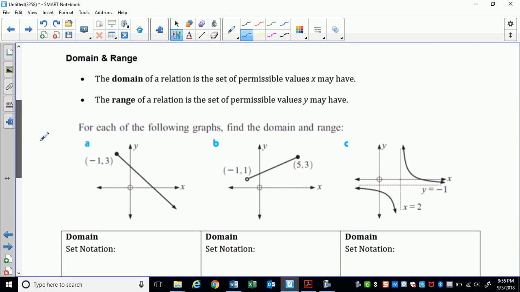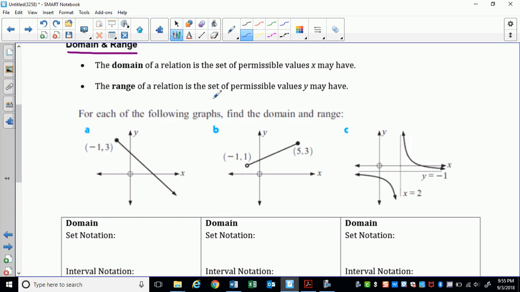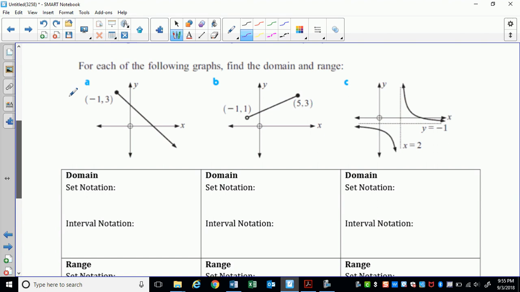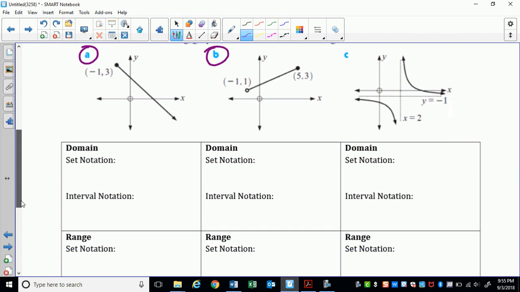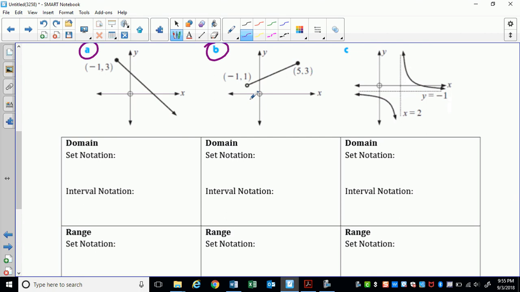I encourage you to read this, the domain and range of a function. For each of the following graphs, find the domain and range, okay? I'm going to help you with, let's do C. So I want you guys to do A and B. I think C is the hardest. All right, C. So I'm going to do set notation first just because it asked me to.